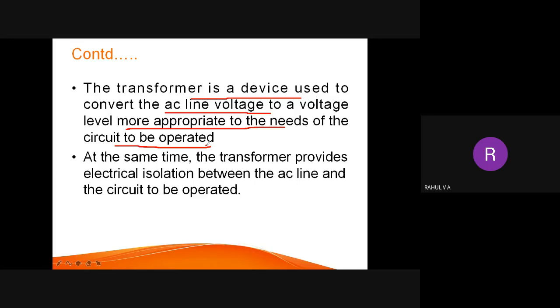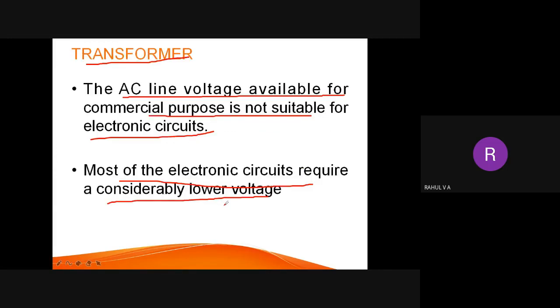You use a proper or appropriate transformer and keep the required voltage. And one more thing, at the same time, the transformer provides electrical isolation between the AC line and the circuit to be operated. So there is one more concept. It is not only stepping up or down, it provides electrical isolation. So what is electrical isolation? We have to discuss that.